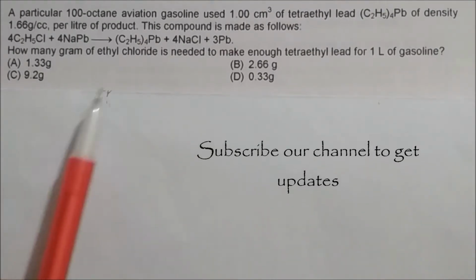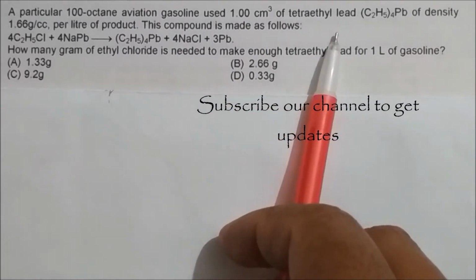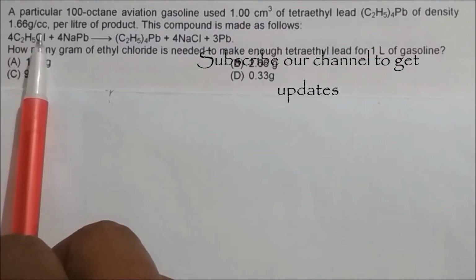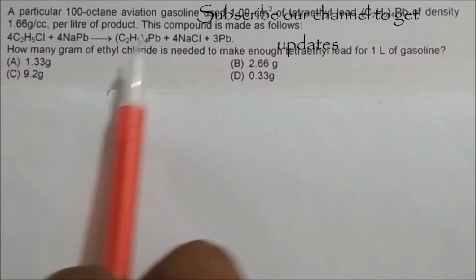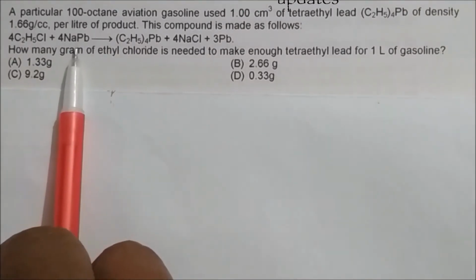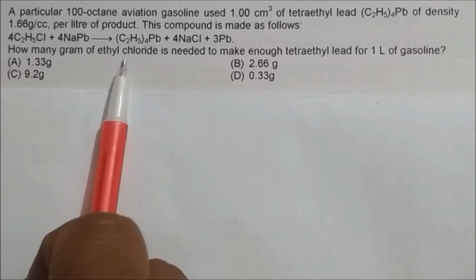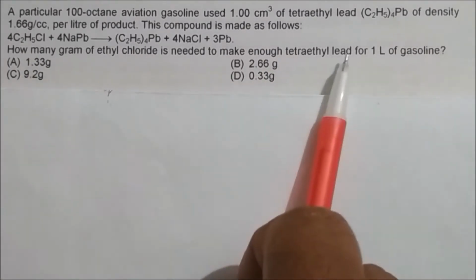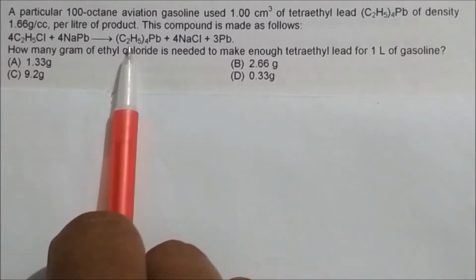A particular 100 octane aviation gasoline uses 1 ml of tetraethyl lead, of density 1.6 gram per cubic centimeter, per liter of product. The compound is formed like this. This is the reaction: ethyl chloride reacts with the sodium lead alloy, and you get this product.